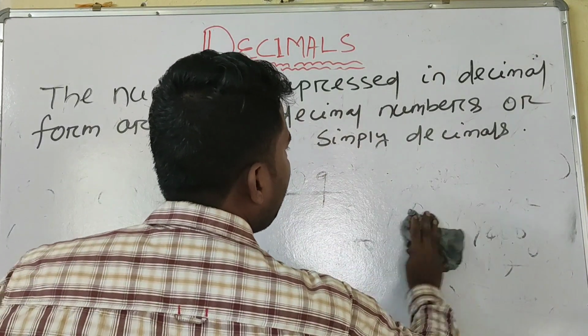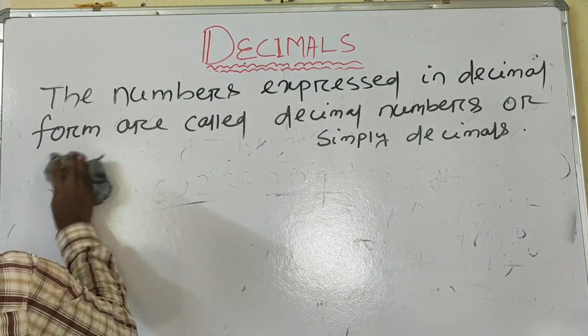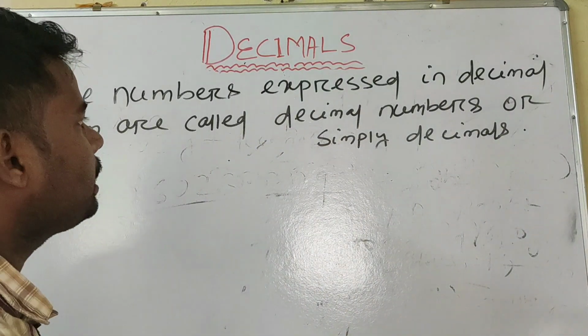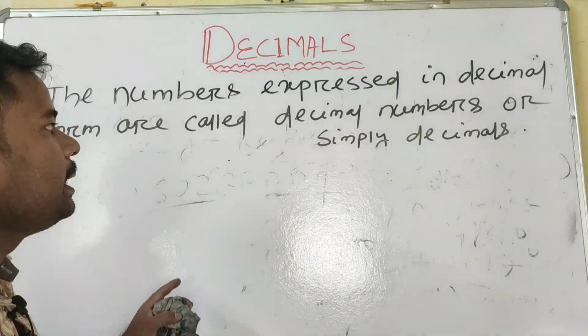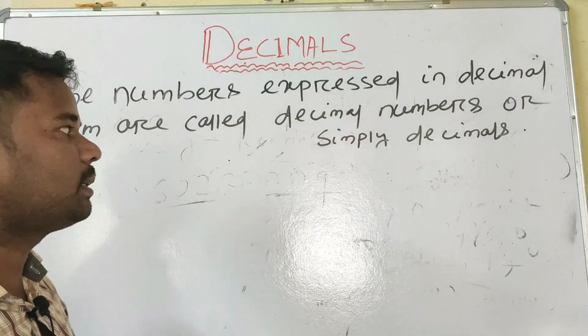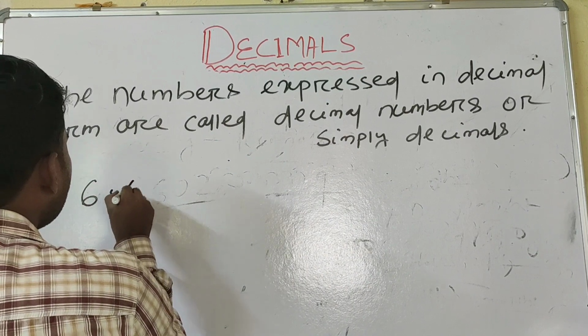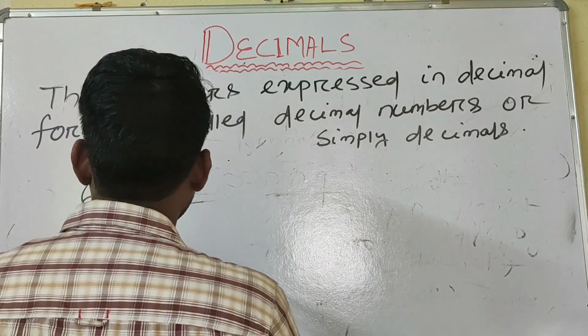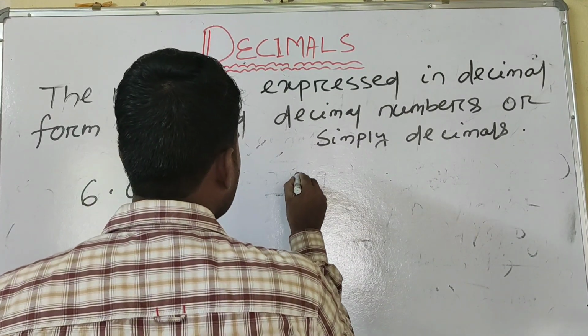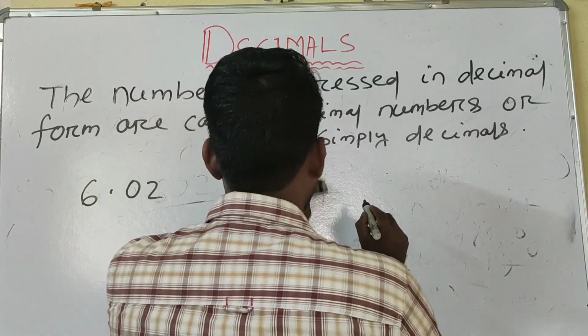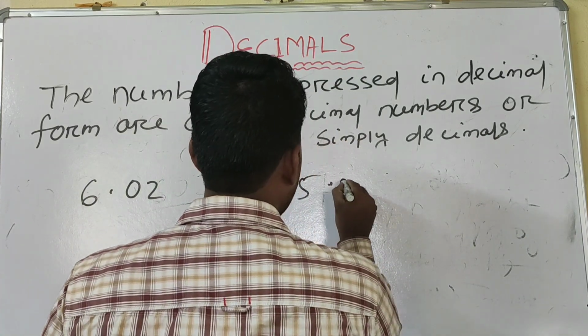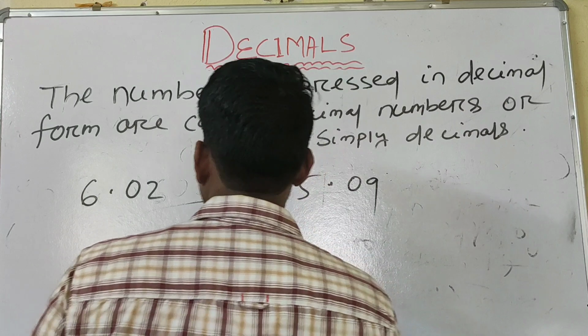Now we will learn comparing decimal numbers. Decimal numbers can be compared using the idea of place value. Suppose 6.02 and 5.09.